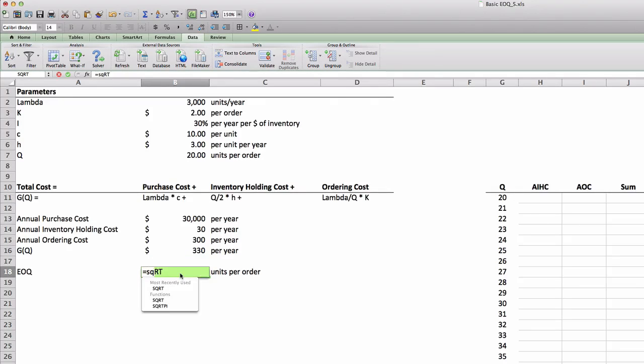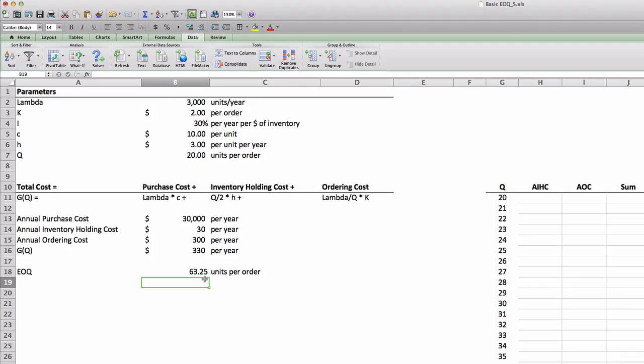Now we can compute the EOQ by using a formula we know. It is the square root of 2 times annual demand times the cost of placing an order, divided by the inventory holding cost per unit per year H. And it gives us, in this case, an EOQ of 63.25. That will be the optimum solution.